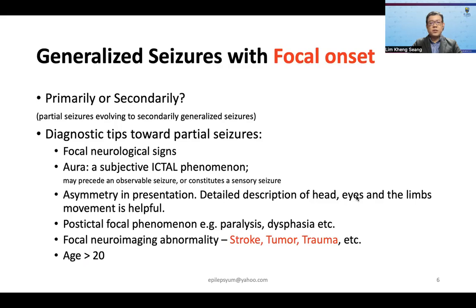So these are the diagnostic tips towards partial or focal seizures. Clinically, we may look for focal neurological signs. There may be aura. There may be asymmetry in presentations. There may be post-ictal focal phenomena, such as paralysis or dysphasia, or the neuroimaging may have focal abnormalities like stroke, tumor, trauma. Age more than 20 are usually having a focal onset because most generalized epilepsy has an onset before the age of 20 years old.